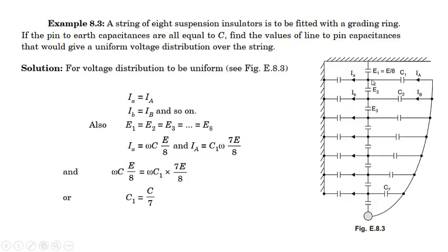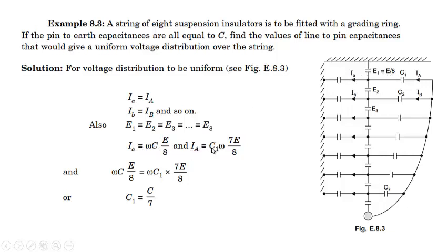From this figure, IA is equal to capital IA, IB is equal to capital IB, and so on up to this. So E1 is equal to E2 is equal to E3 up to E8, because we are assuming that when guarding is used and the capacitances are properly designed, their voltage will be the same. So I is equal to omega C E by 8, assuming a total voltage of E appearing across this. That means E1 will be equal to E by 8, E2 will be equal to E by 8, and similarly for all the voltages. So I is equal to omega C E by 8, because this will also have a voltage across it of E by 8.